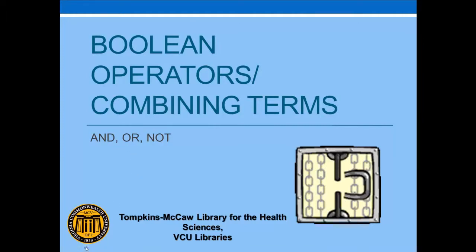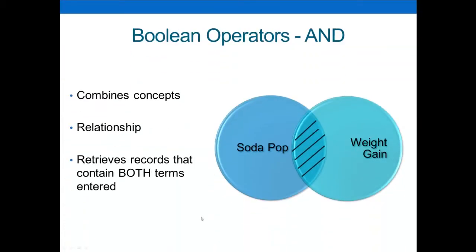Now when it comes to using these, what you will notice is that you use and to combine concepts and to develop a relationship. When using and, such as if you were doing soda pop and weight gain, it forces the articles you'll get back from a database search to involve both soda pop and weight gain. If both of the terms are not either in the subject heading field or somewhere in the citation, depending on how you've searched, those articles will not show up in your results.